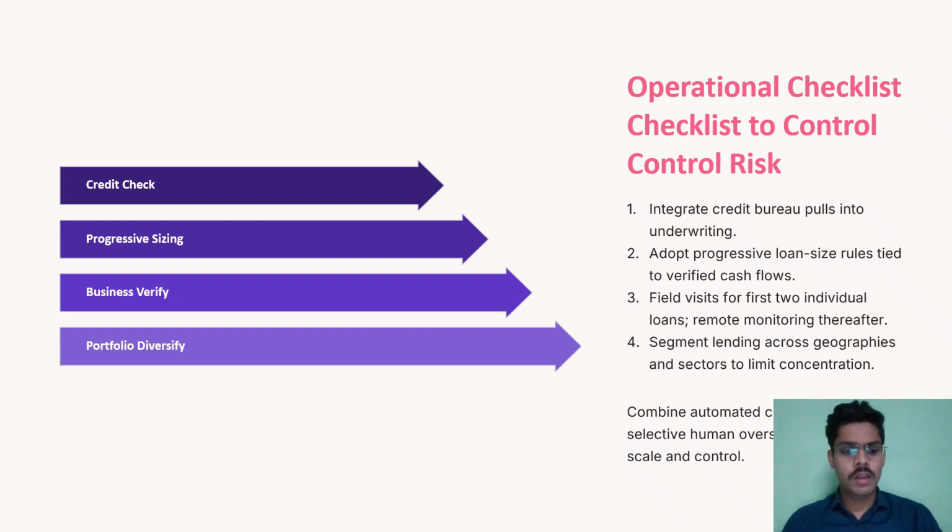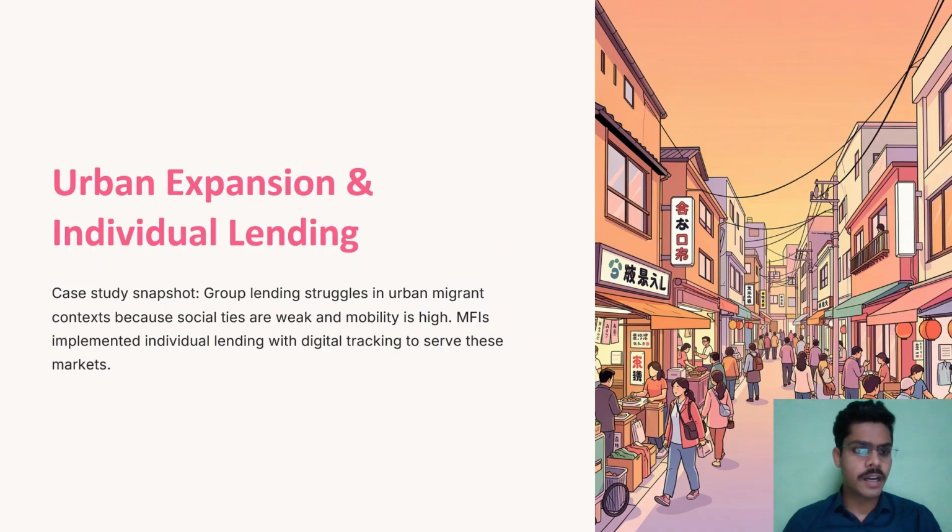So we would again move to the next case study, which is the fourth one, and that is urban expansion and individual lending. So the snapshot of the case study is that group lending struggles in the urban migrant context because social ties are weak and mobility is high. MFIs are implementing individual lending with digital tracking to serve these markets.